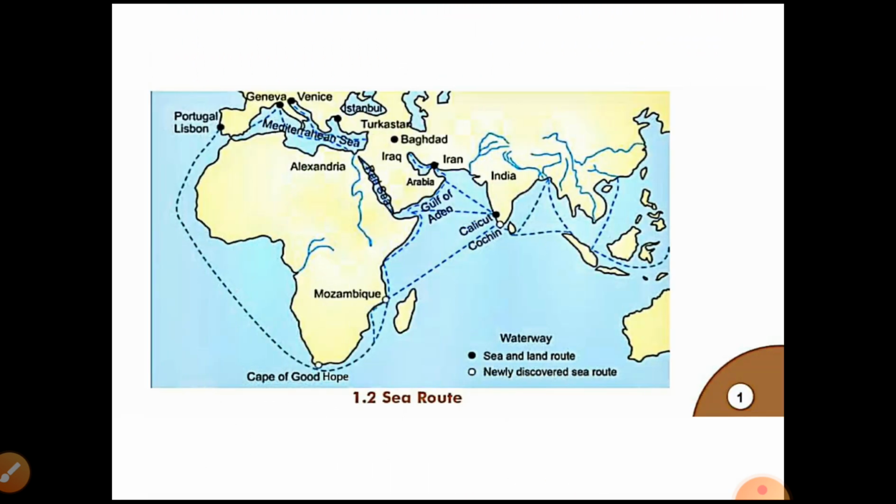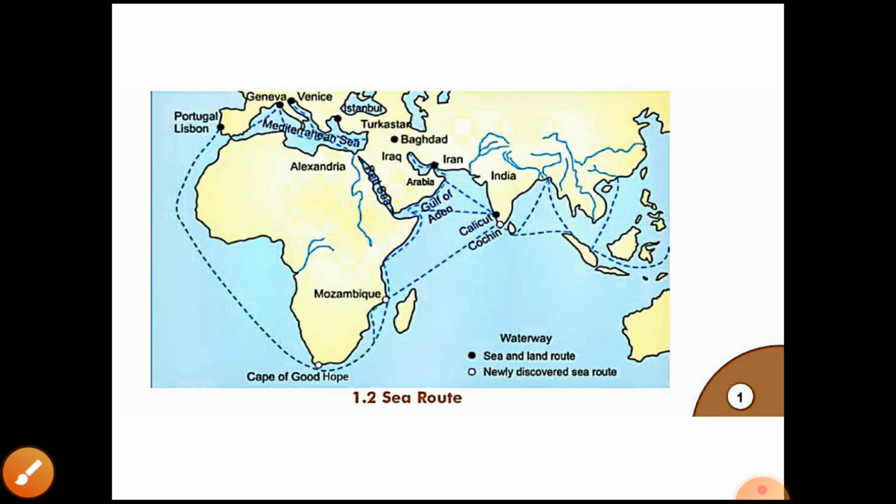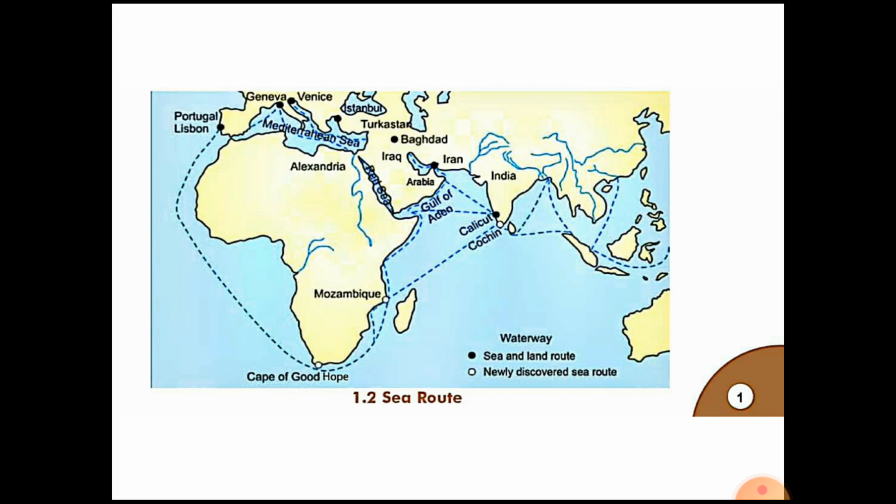So in this map we can see the sea route between Europe and India. This one is the sea route to come to India. But here we can see Istanbul. At that time this place was known as Constantinople, which was controlled, conquered by the Turk Muslims. After that, the land route between Europe and India was closed. So the European countries had to search for a new sea route from European countries to India.